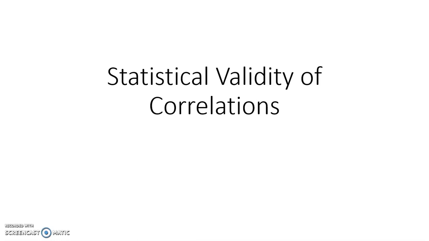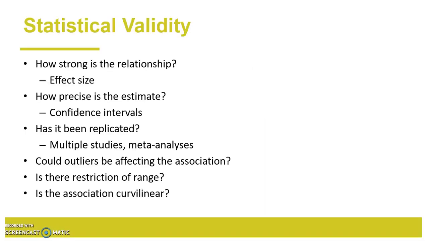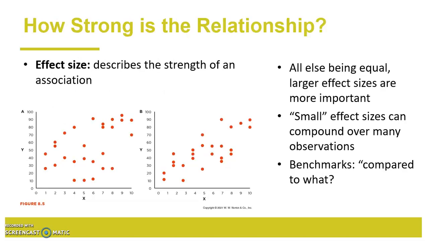Okay, this is part 2 of chapter 8, talking about statistical validity of correlations. So when you're interrogating this validity, you're asking questions like how strong the relationship is, how precise, whether it's been replicated, and talking about things like outliers, restriction of range, and whether you're dealing with a non-linear relationship that's still there, but just not something you can investigate with typical correlation analysis. Okay.